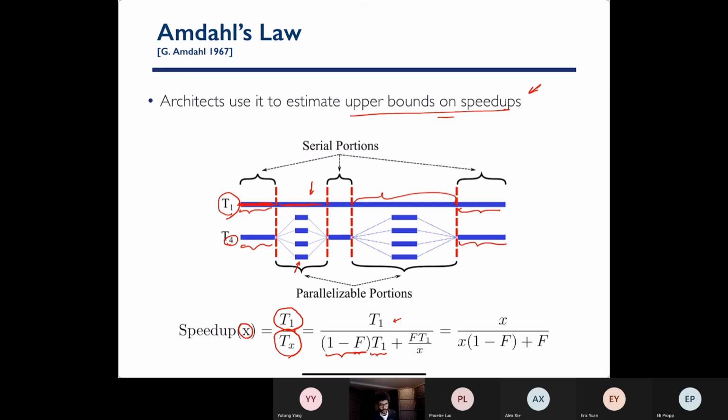But for the parallelizable portion, which is F times T1, the more CPUs you give me, the less time it's going to take for me to execute. So it's going to be F T1 divided by X. Now I can cancel out T1 from this equation, and I get this nice formula here, which is Amdahl's law. So Amdahl's law says if the parallelizable portion of your application is F, then the maximum speed up you can expect given X processors is X divided by (X times (1 minus F) plus F).